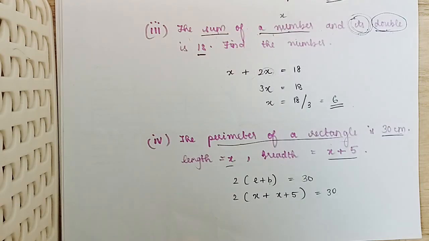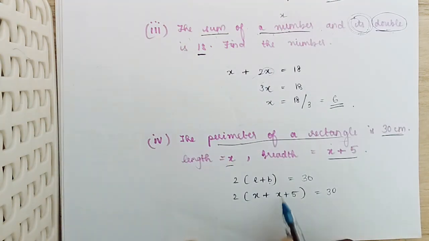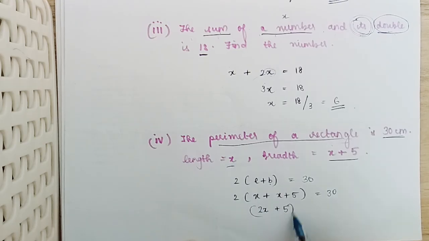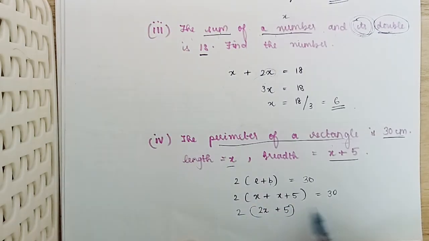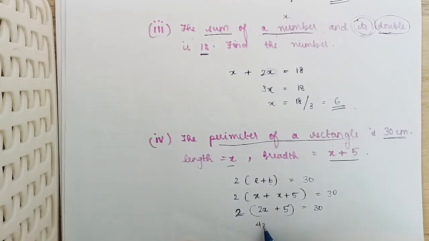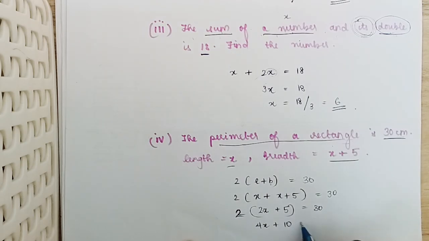Okay, what do we do next? Again, x and x. So 2x plus 5. We just added both the x's. And then 2 here, 30 here. Then what do? Just like before, do distributive property. Multiply 2x as well as 5 with 2. So that will give us 4x plus 10 is equal to 30.